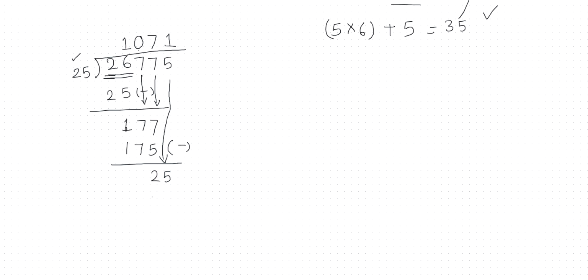25. You get a remainder of 0 here. So this is the quotient. This is how we go about dividing with 2-digit divisors. Okay. Now let's move to the properties of division.